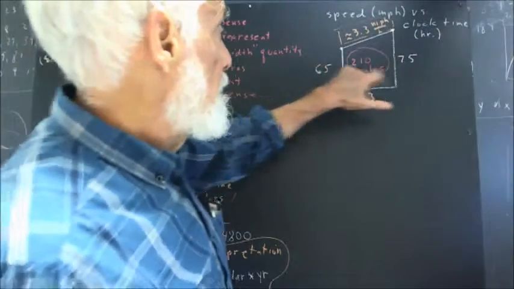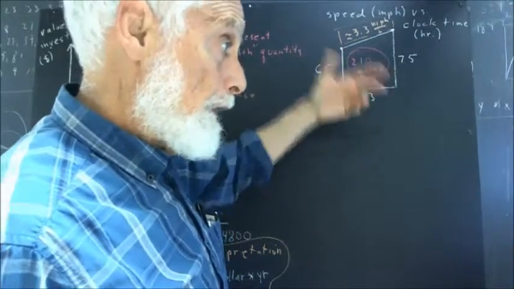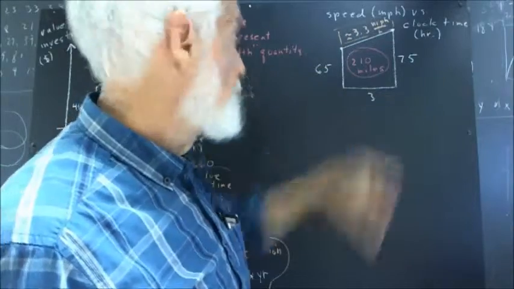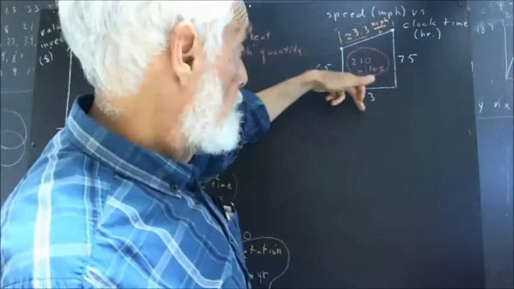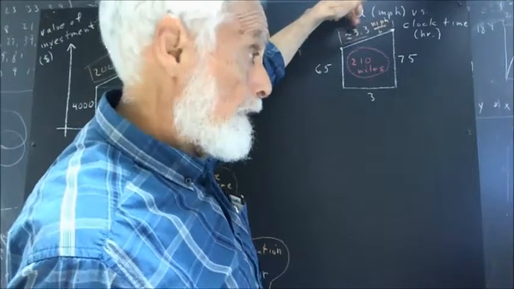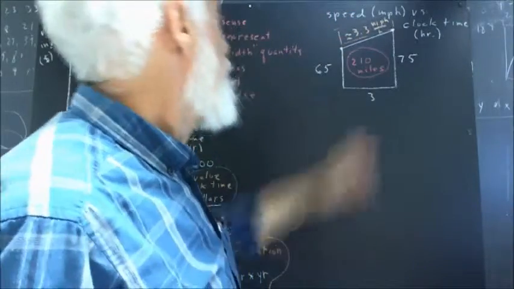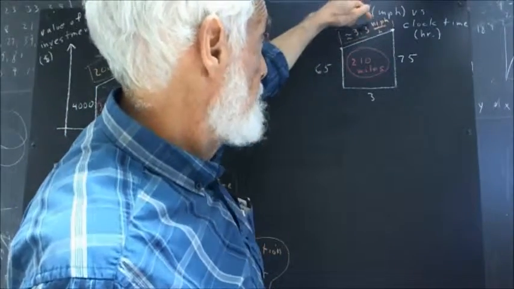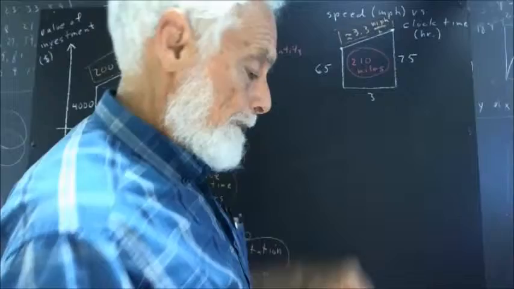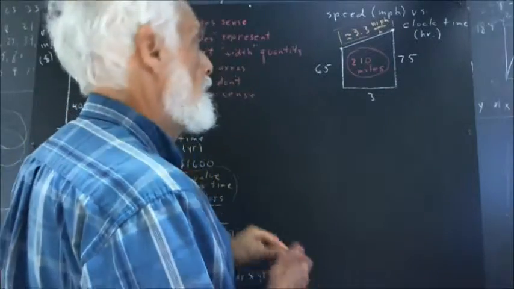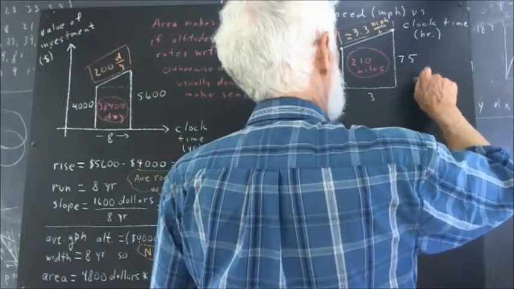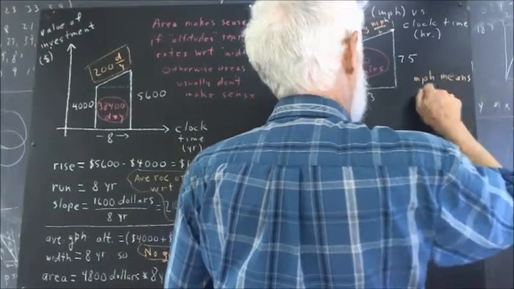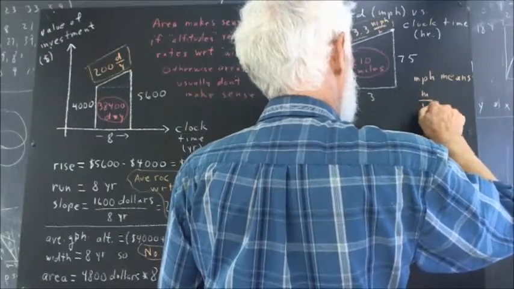The change in the speed is from 65 to 75 miles an hour. That's 10 miles an hour. You divide that by the 3, which represents the 3 hours, and you get 10 divided by 3, approximately 3.3. I rounded it off to the nearest tenth of a mile per hour, and it's miles per hour divided by hours, so that gives you miles per hour over hours. Now, I'll make a little note on that. Miles per hour means what? It means miles over hours.